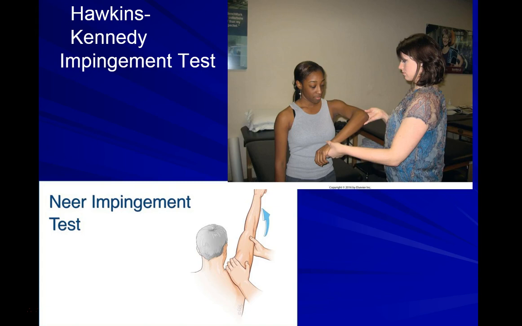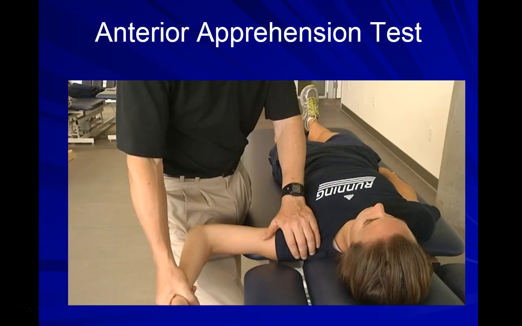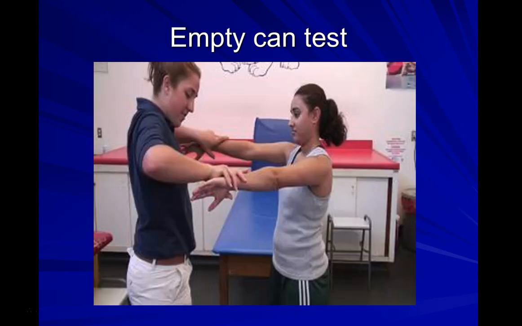The next slides just show some of the special tests that we're going to do. We're going to do a lot of tests for impingement of the shoulder, but we're also going to do a couple of tests that help determine if a labral tear might be possible with a patient. I've got a few of them. This is for tendency for shoulder dislocation, the anterior apprehension test. The empty can test looks for supraspinatus tendonitis, and I've got a couple other ones that I don't necessarily have pictures of that we'll be doing in lab.